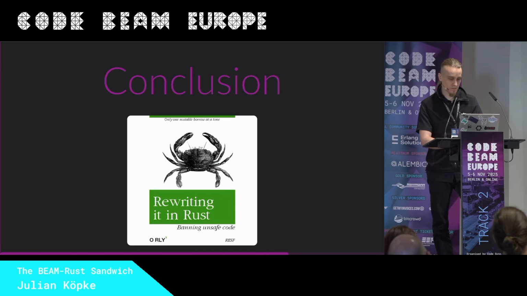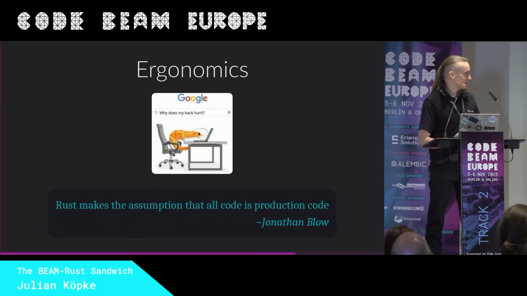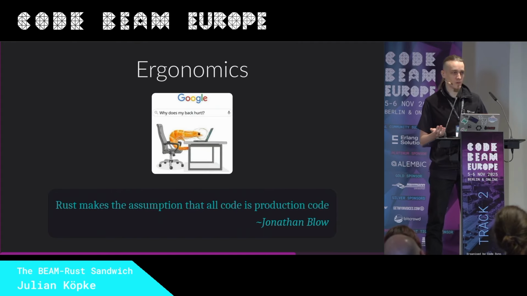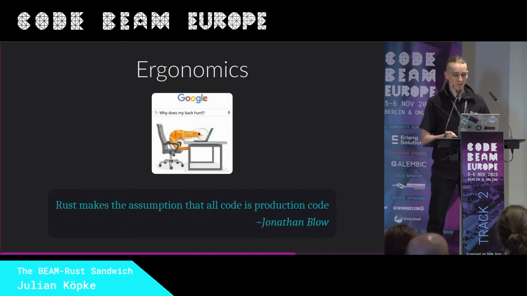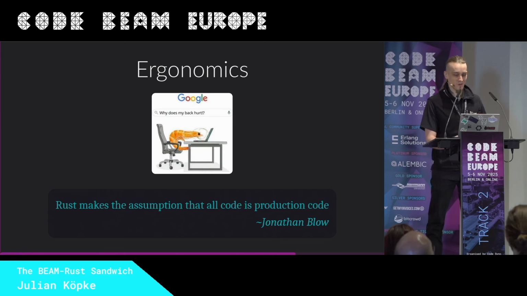So let's look into the ergonomics. Not that type of ergonomics, but speaking about how easy it is to use the language. There's a quote by Jonathan Blow. He said, "Rust makes the assumption that all code is production code." And this resonates very well with me because you can feel it. There's no way around the borrow checker. It will always get you.